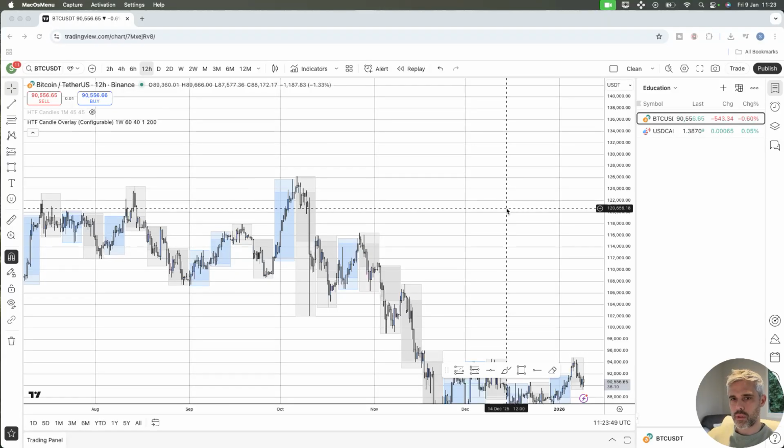Hey guys, today we're going to talk about fair value gaps, what they are, how to identify them, how to trade them, and some common mistakes that people make with fair value gaps. This is fairly introductory content. We'll get into more detail in future videos, but this is really to get you to grips with identifying and using fair value gaps to place higher probability trades.